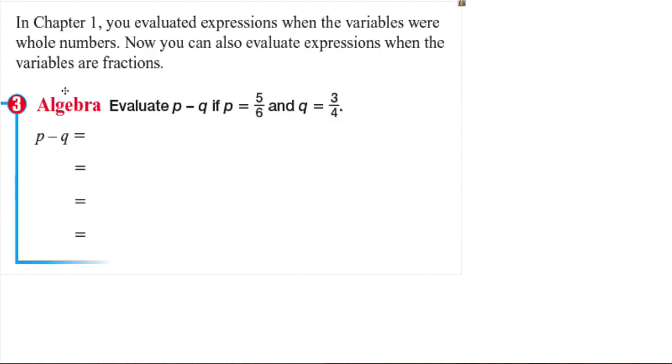Last example, example number 3. Chapter 1 evaluated expressions when the variables were whole numbers. Now you can also evaluate expressions when the variables are fractions. We want to evaluate p minus q if p equals 5/6 and q equals 3/4. Evaluate means find the value of, and the two steps are to substitute and then to simplify.